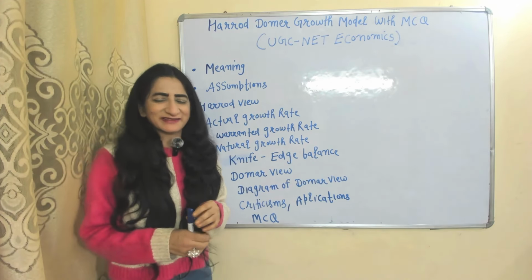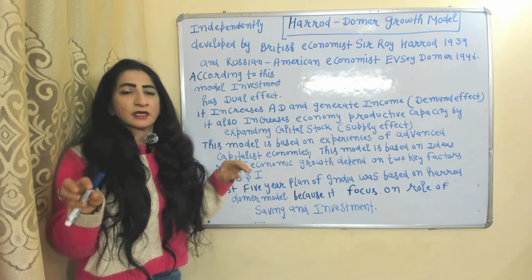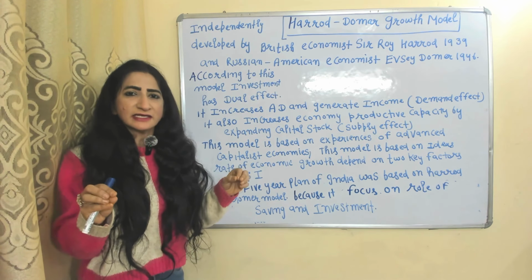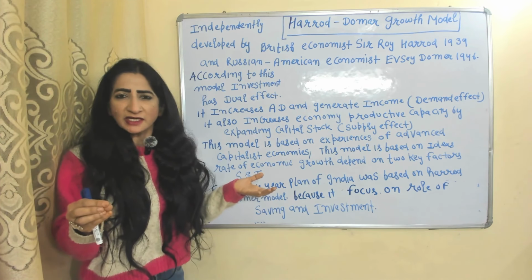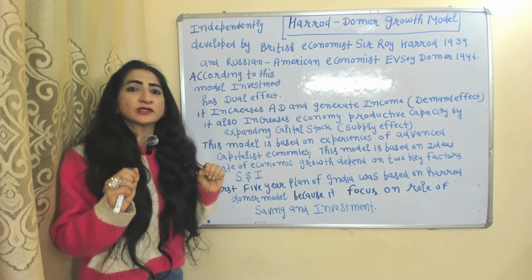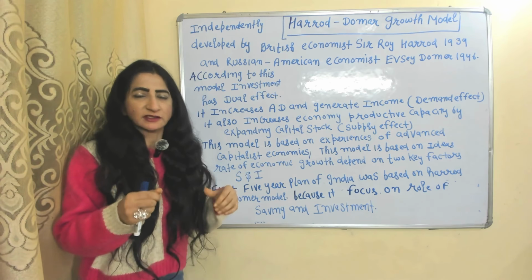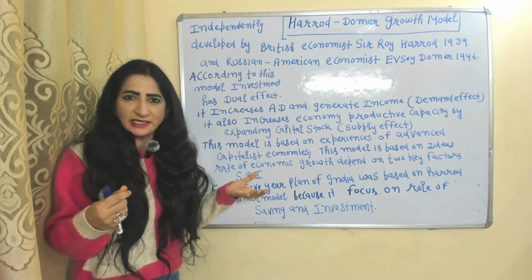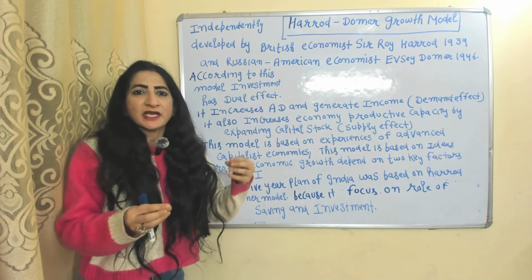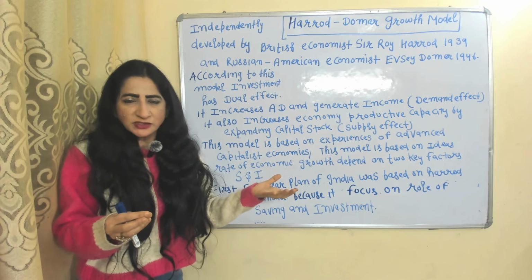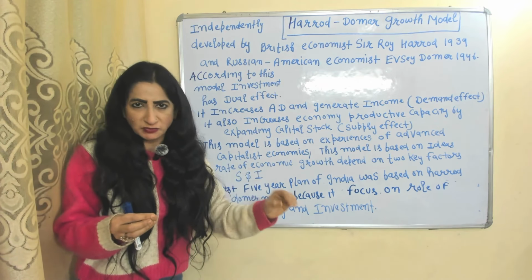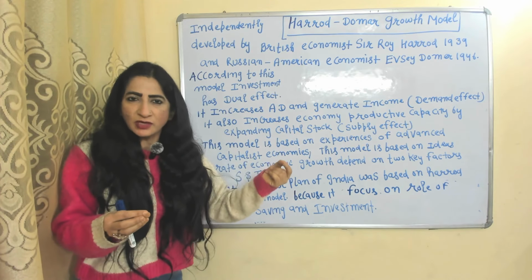So let's start. What is the Harrod-Domar model? This model was independently given by British economist Sir Roy Harrod in 1939 and Russian American economist Evsey Domar in 1946. According to this model, investment has a dual effect. For example, investment increases aggregate demand, which generates income in the economy. It is called the demand effect of investment. Investment also expands the productive capacity of the economy by expanding capital stock. It is called the supply effect of investment. So according to this model, investment has a dual effect.